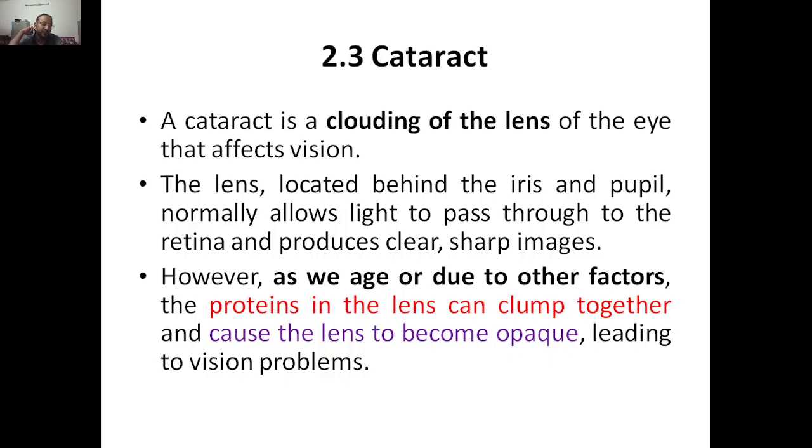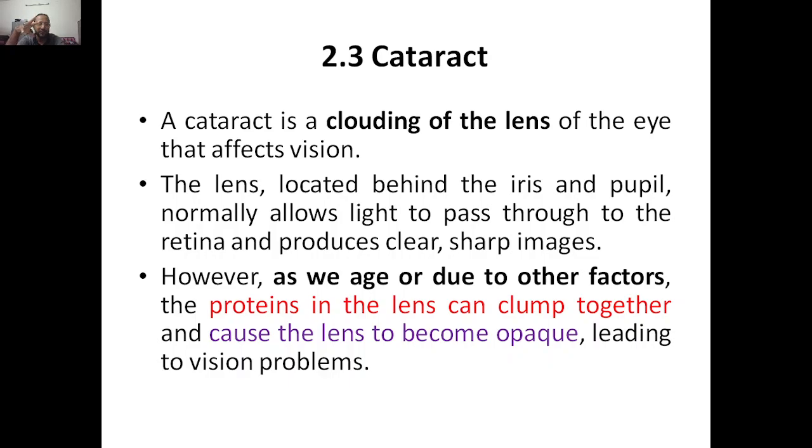Normally, the lens, which is located behind the iris and pupil, allows the light to pass through to the retina. Whatever lens is present just behind the iris and pupil makes sure that light passes through to the retina, and then it produces clear and sharp images.